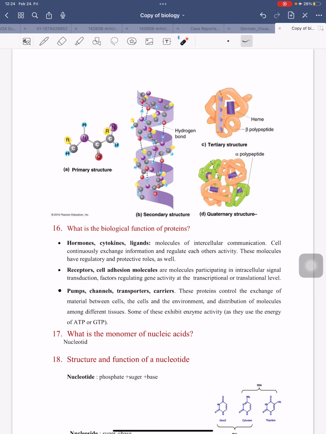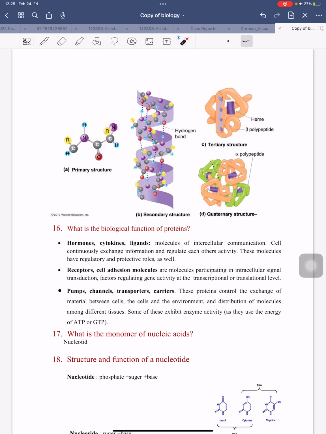What is the biological function of the protein? Hormones for the regulation of the body, usually produced by the endocrine glands; cytokines, which are important for the immune system; and ligands which can bind to receptors. They can usually be proteins. For example, they can have intracellular communication, cell communication exchange, and also regulation like hormones, regulators, and protective proteins like cytokines.